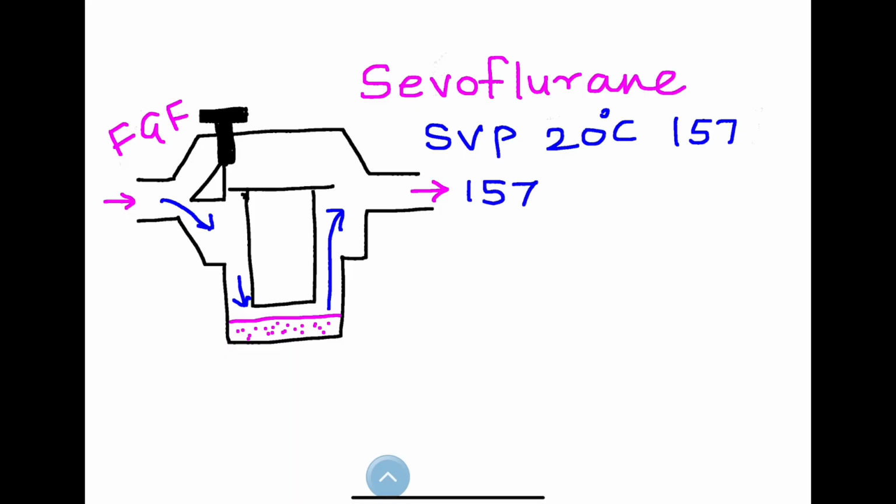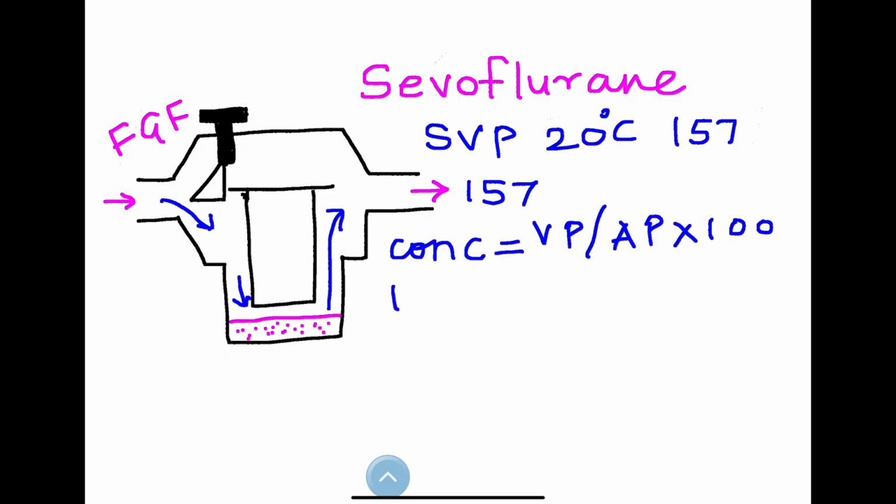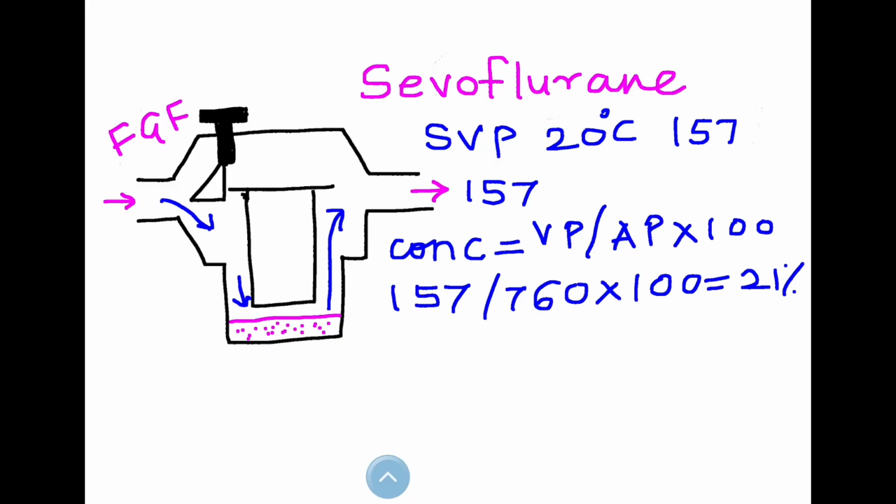So now it carries 157 millimeter of mercury sevoflurane in it. So, what is the concentration? Now, we know that the concentration of the gas is given by vapor pressure divided by the atmospheric pressure multiplied by 100. If we put in the values, 157 divided by 760 multiplied by 100 is equal to 21%. Now this 21% is too much for clinical practice and it is dangerous. We don't need so much concentration of sevoflurane for our inhalational anesthesia. So we can't allow 100% fresh gas flow to get saturated with sevoflurane. We need to bypass some of it.